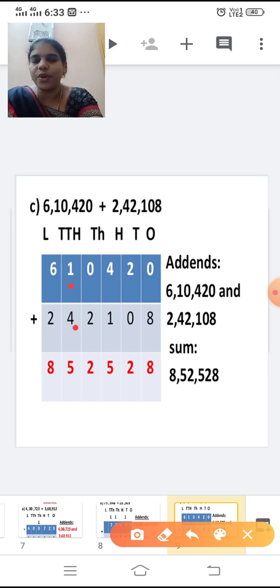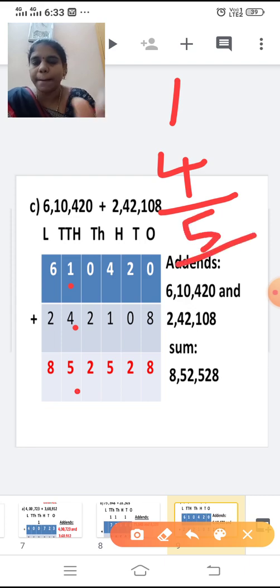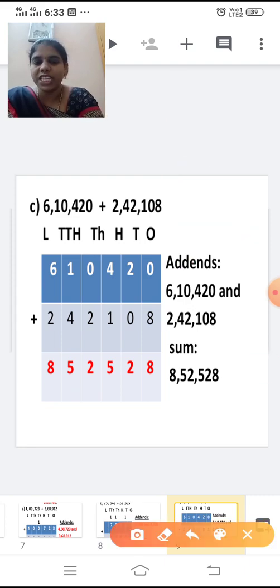1 and 4. Add 1 and 4, or 4 plus 1. I'm keeping 4 in the mind. After 4, I'm going to add only one number. 4 plus 1 is 5. After 4, 5. So write 5 below this. Then move on to the next place.